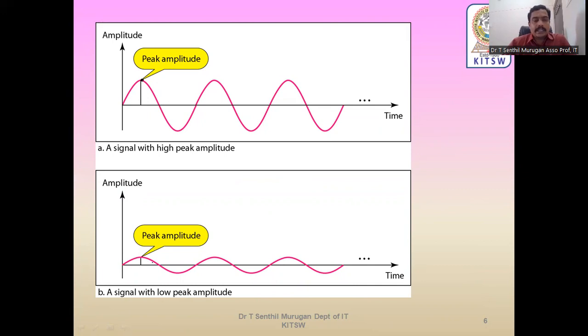In this diagram, this is the low peak amplitude, this is the high peak amplitude, and this is the low peak amplitude. But in this wave, what is the volt here? It may be represented here. This is the height of the amplitude. It may be high voltage, it may be low voltage. So you can say that this is the peak amplitude in the sine wave.